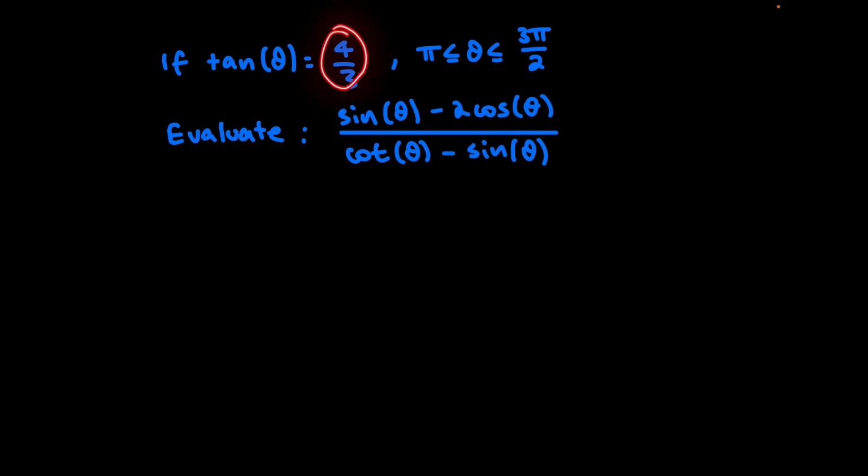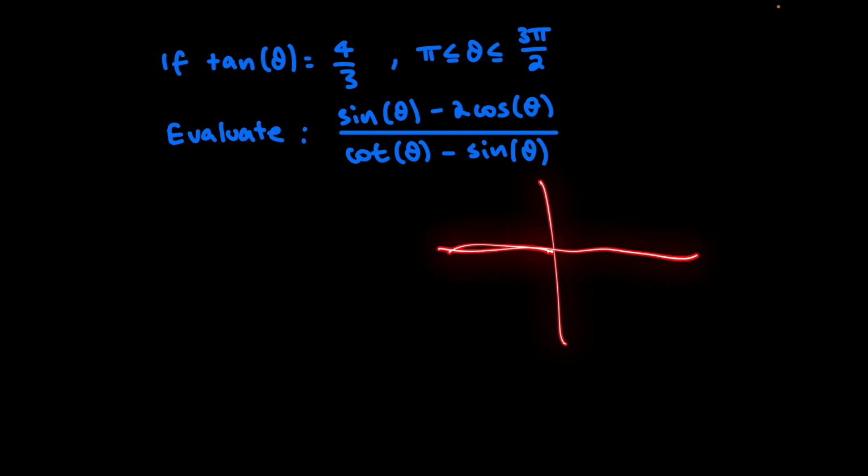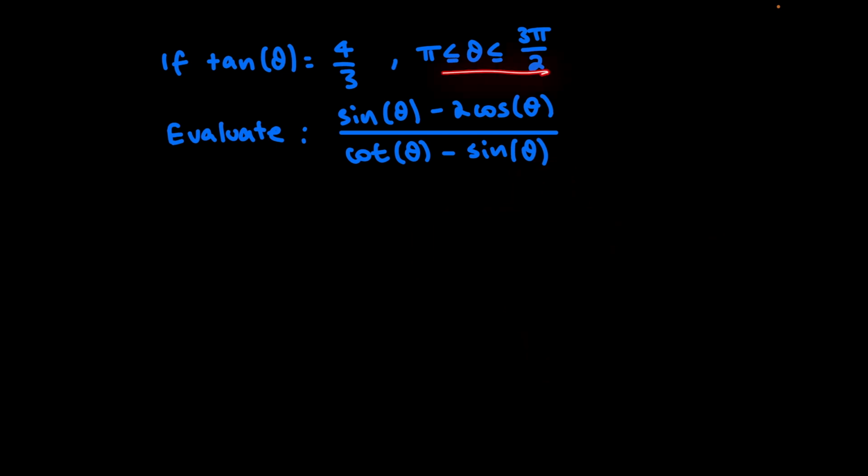If tan theta is going to equal 4 over 3, and we're in between these two angles here, i.e. if we draw it out, we're between pi and 3 pi on 2. So we're going to be in the third quadrant. So if we're in the third quadrant and tan of theta equals this, we need to work out this expression over here. So the first thing we're going to do is work out what is the sine of theta, what is the cos of theta, and what is the cot of theta.